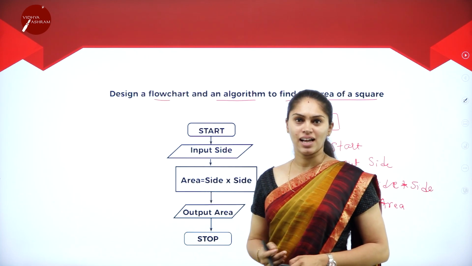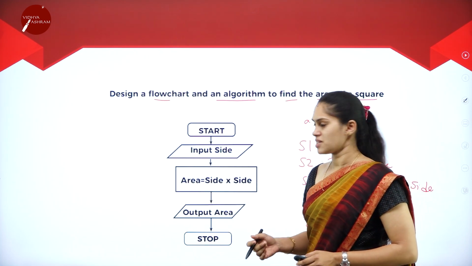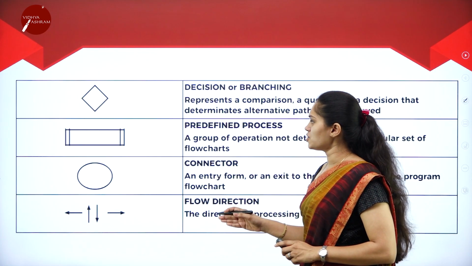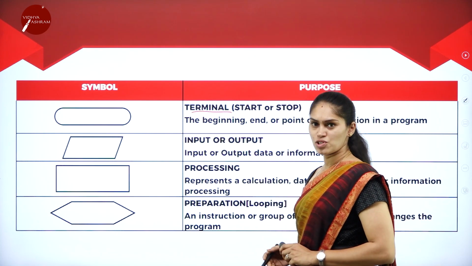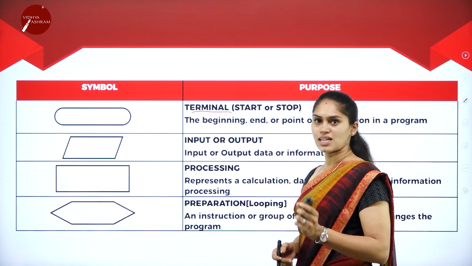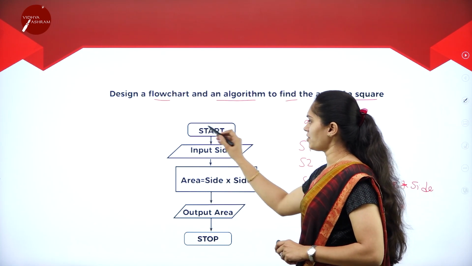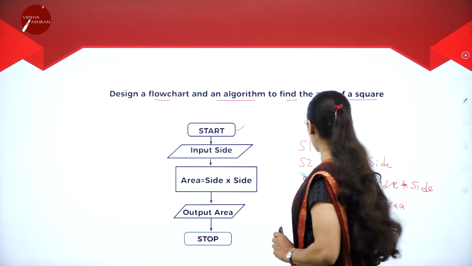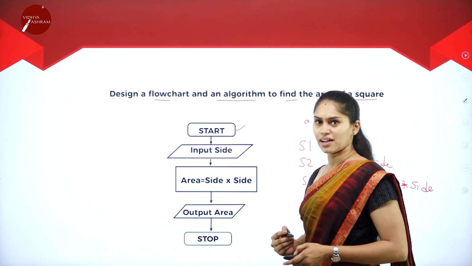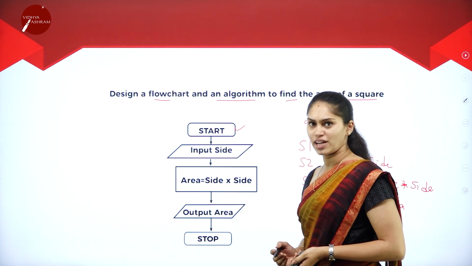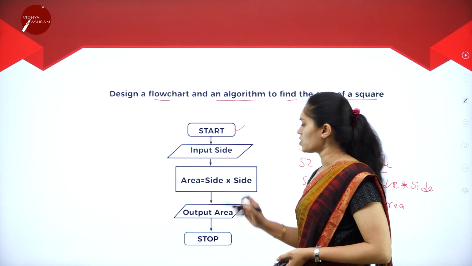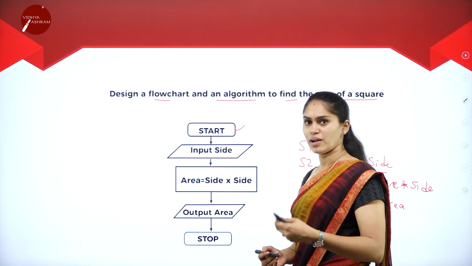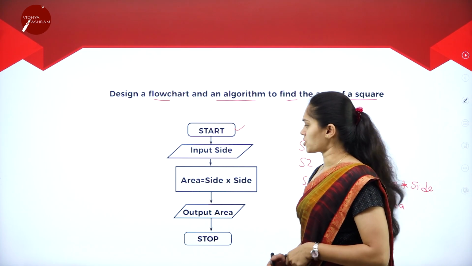In previous slides we analyzed the shapes and their purpose. So how do we write this start by making use of the flowchart? If you see here, the terminal is used to write the start and stop. So here we are going to use the terminal to give the start. Then which is the next step? Input side. For the input which we are going to take, that is the parallelogram. All these arrows indicate the data flow, how the data is flowing from one stage to the next stage.